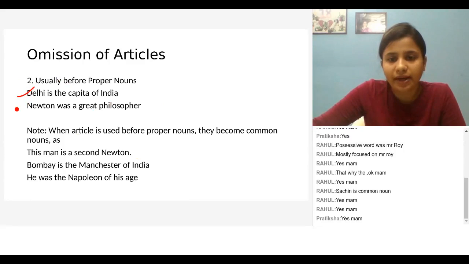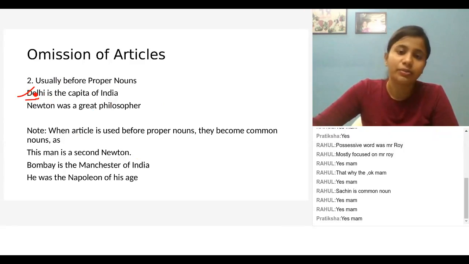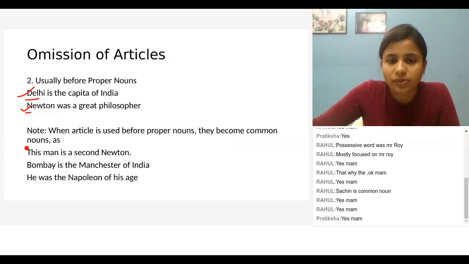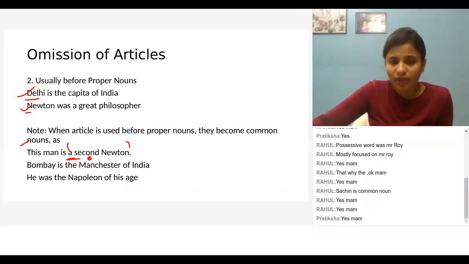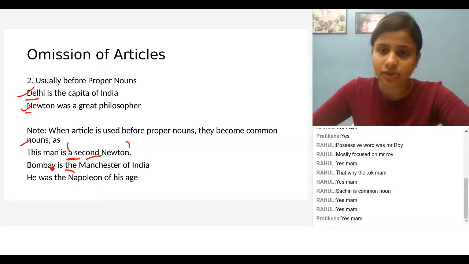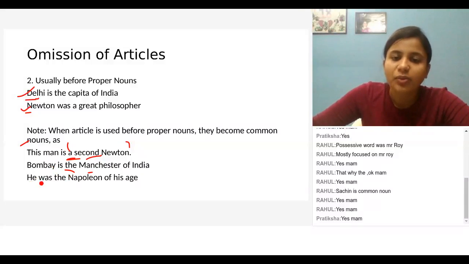Now before proper nouns, we do not use the. Delhi is the capital of India. You never say the Delhi. But you say the United States. You remember that example. Again, Newton was a great philosopher. No article before Newton. So whenever an article is used before a proper noun, it becomes a common noun. This man is a second Newton. Now you have put an article, so Newton has become a common noun, just like the Sachin Tendulkar case. You're comparing the qualities of that man and Newton. Bombay is the Manchester of India. Again, you're comparing the attributes of Bombay with the attributes of Manchester. He was the Napoleon of his age. Again, you're comparing the qualities.